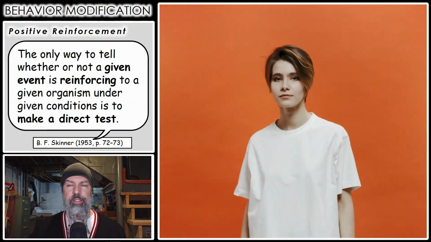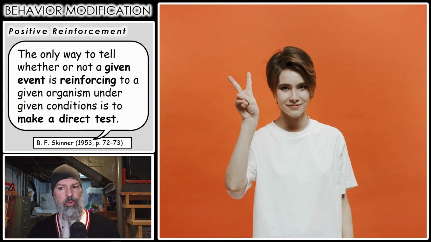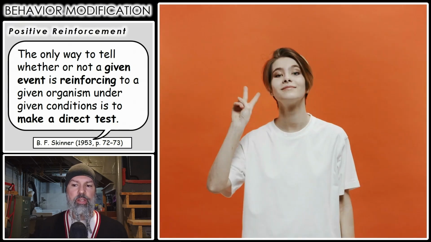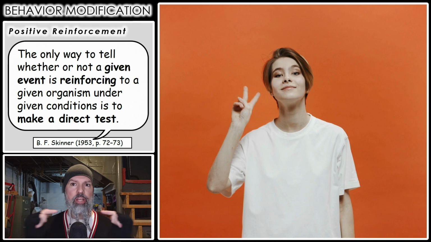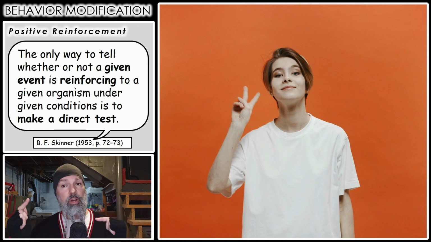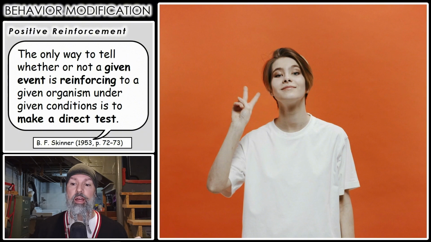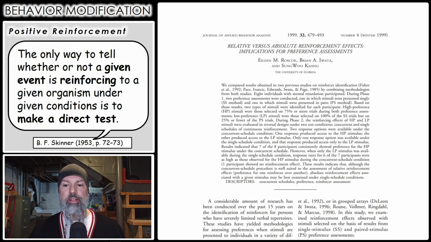And number 2 is called concurrent schedule reinforcer assessments. And in this one, you get 2 or more reinforcement contingencies, and they operate simultaneously for different behaviors. So basically, you are pitting 2 reinforcers against each other to determine which one will be chosen more often, which one gets that higher response rate. So let's take a look at an example of this.